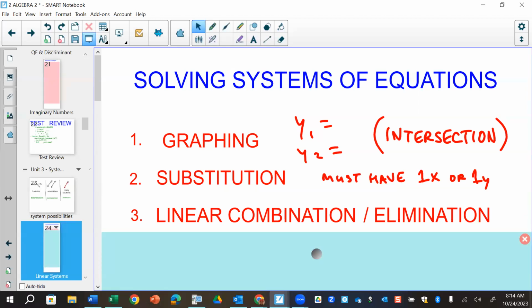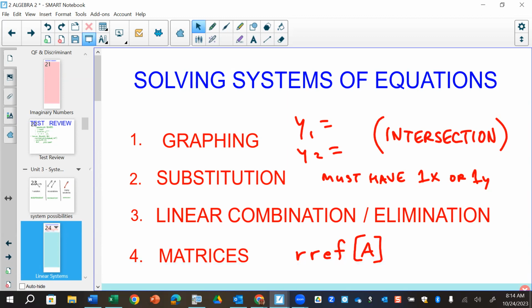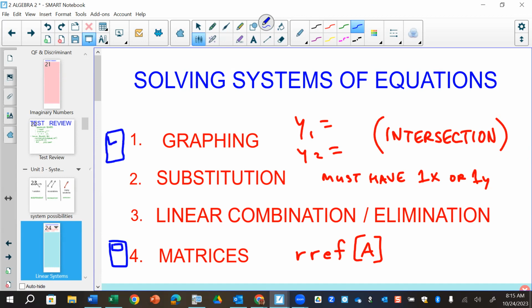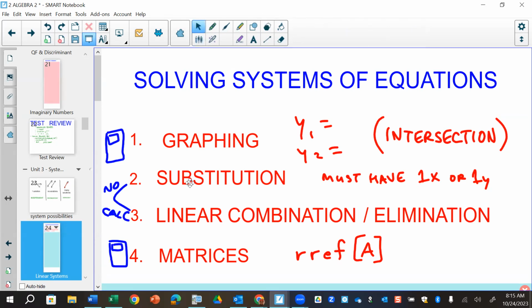And the new one I'm teaching you today, because you're a high-flying honors group, is using the matrix. Matrices, something called rref of matrix A. Let me go nerd on you here a minute: row reduced echelon form. You don't have to know that. Anyway, two of these are going to be calculator. These ones you're going to have to do by hand. I'll do one problem over and over and over, four different ways.